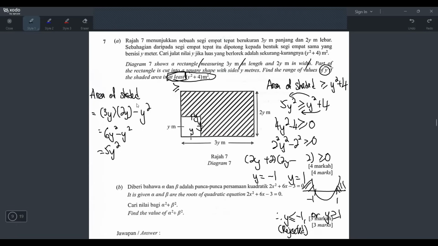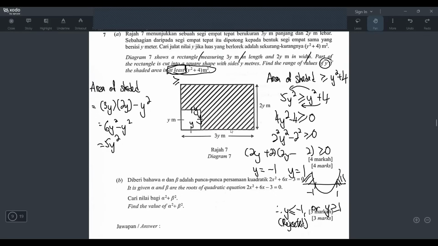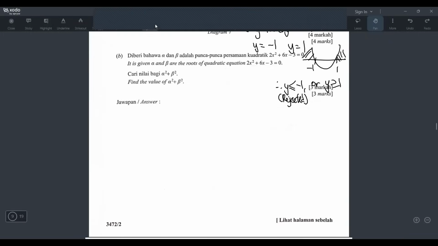Okay, hope you understand what I'm doing here. So remember, when it's quadratic inequalities, what are inequalities? Means like this, got bigger, smaller. Then you have to use the graph sketching method. Okay, all right. So I think I'm done with this. Now we can do number 2, part B.